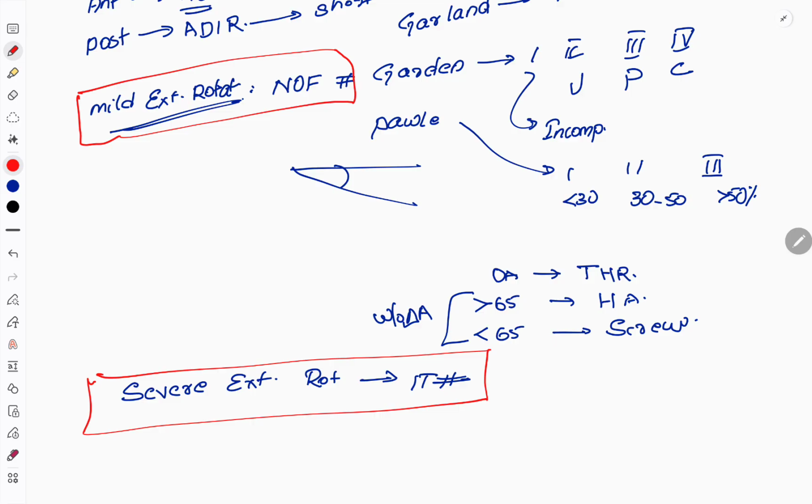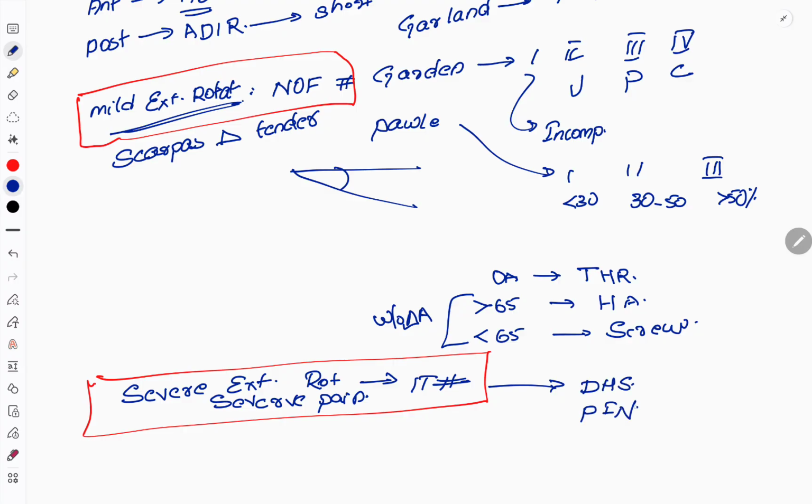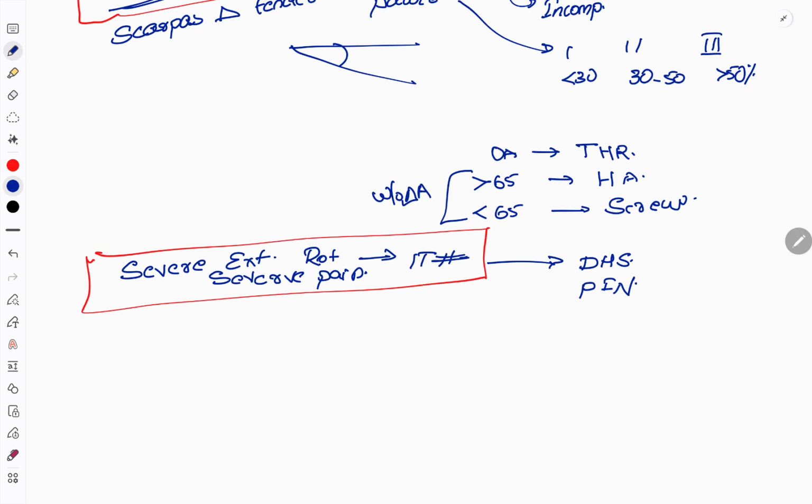Severe external rotation of the hip, and there is going to be severe pain. Here there is going to be tenderness in the Scarpa's triangle. Here you are having very severe pain, okay? So here the complication is malunion, not non-union. Here the treatment of choice, which was a previous NEET question, is dynamic hip screw, or it can be proximal femoral nailing.